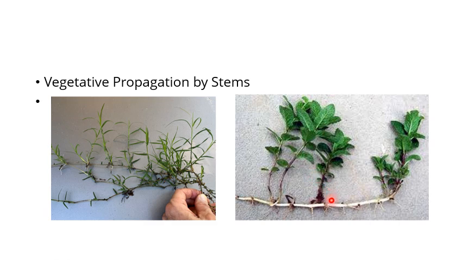It will form a bud, later it will develop into the root as well as the shoot system, resulting in the formation of a new plant. We can give a very good example: even grass is a good example. Even mint is also a very good example of vegetative propagation by stem. I hope you got it. Let us move on to the next vegetative propagation.